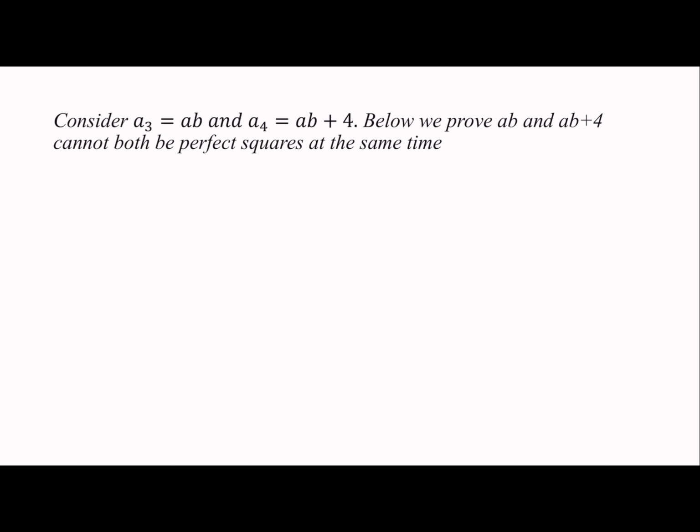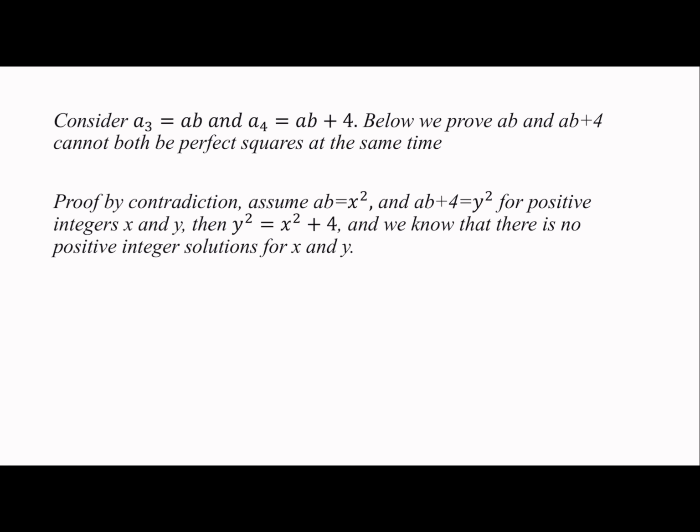Now we can consider a1, a2, a3, and a4 because we want to maximize m. Consider a3 equals ab and a4 equals ab plus 4. Below we prove that ab and ab plus 4 cannot both be perfect squares. Proof by contradiction: let ab equal x squared and ab plus 4 equal y squared for some positive integers x and y. So we will have y squared equals x squared plus 4. On the previous slide, we already showed that v and q, here y and x, have no positive integer solutions. So a3 and a4 cannot both be perfect squares at the same time.